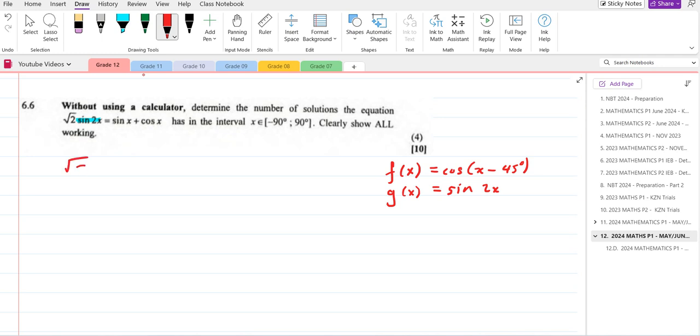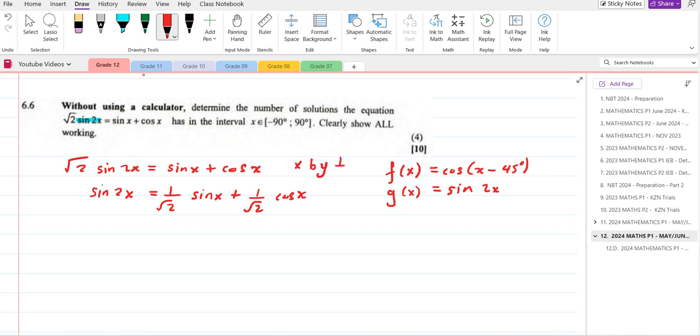Right, so I'm going to divide everything by root 2. So I've got root 2 sine 2x equals sine x plus cos x. Now I'm going to divide everything by root 2. So I'm going to get sine 2x equals 1 over root 2 sine x plus 1 over root 2 cos x. In other words, I'm just multiplying by 1 over root 2 on both sides.